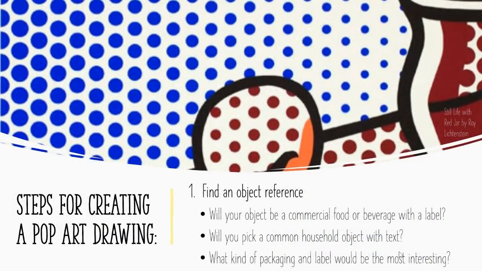Here are your steps for creating a pop art drawing. First off, no matter what style you choose to work in and what materials you choose to work with, you need to find an object to use as a reference. Will your object be a commercial food or beverage item with a label? Will you pick a common household object that has text? What kind of packaging and label do you think would be most interesting? Start to think about that when you look for your reference. You can use a real object or a photograph for that reference.